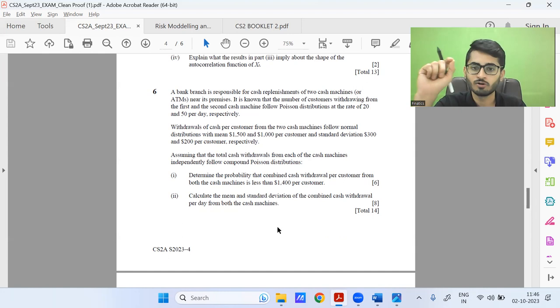In class, we had covered it, although we had just given the formula. There were no prior questions as such, but the formula was there: the sum of compound Poisson distributions, and there was a mention of the PDF, CDF and MGF for the sum of compound Poisson distributions. That is exactly what you have to apply in part 1.